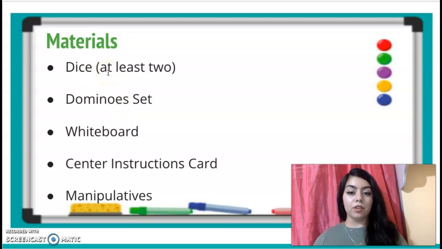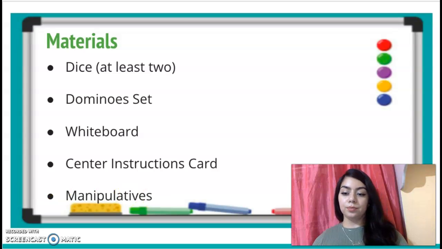If we want to increase the level, we can even include four dice, a domino set, a whiteboard to keep track of the points, a center instructions card, which I will explain in a minute, and manipulatives. It can be marbles, it can be tiles, it can be anything that the teacher has or the parent has.